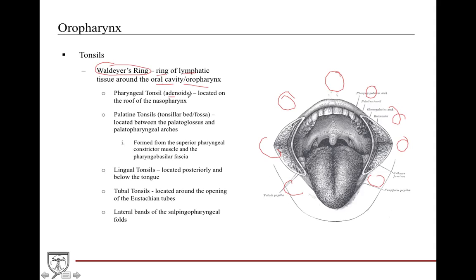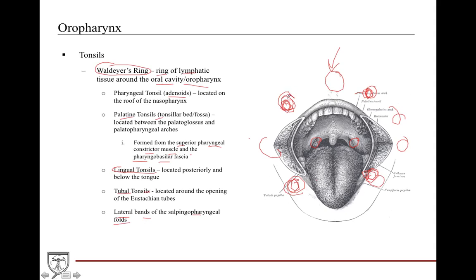So you have adenoids, which are probably considered to be the ones up top here, located in the nasopharynx. You have your palatine tonsils, which are the ones here. And these are formed from the superior pharyngeal constrictor muscle and the pharyngobasilar fascia. You have your lingual tonsils, located posteriorly and below the tongue. You have your tubal tonsils located around the opening of the eustachian tubes, so probably more back up in here. And then you have your lateral bands at the salpingopharyngeal fold.